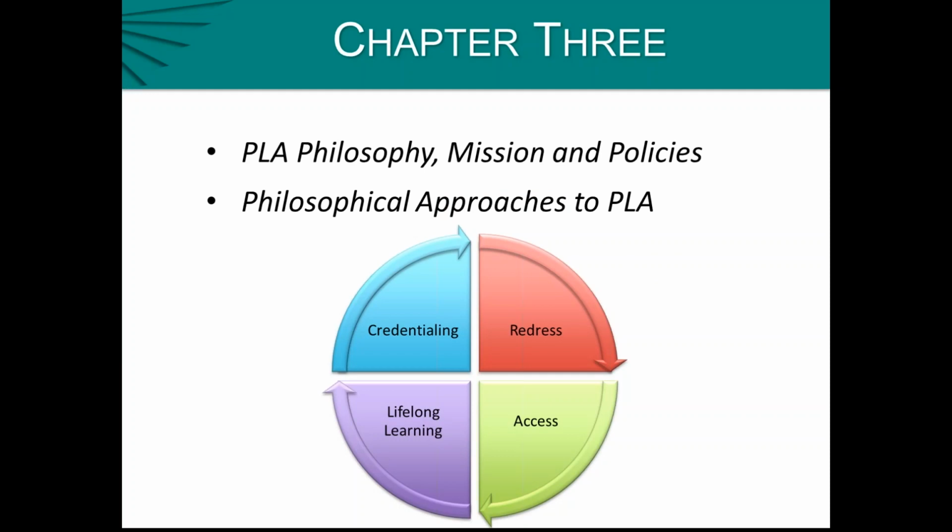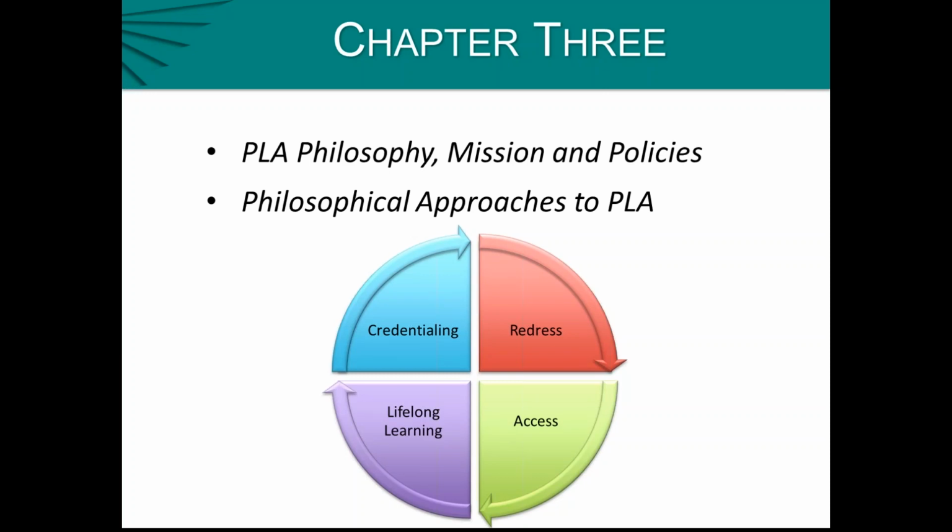Chapter 3 then looks at the PLA philosophy, mission, and policies, and also philosophical approaches to PLA. Unfortunately, today we don't have time to go into all of this in depth, but within the handbook you will find these pieces. There are 4 different philosophical approaches that I've identified through my work: redress, access, lifelong learning, and credentialing. They're explained a bit in the handbook, and I advise that you look at that, and we'll be talking about this more in February.